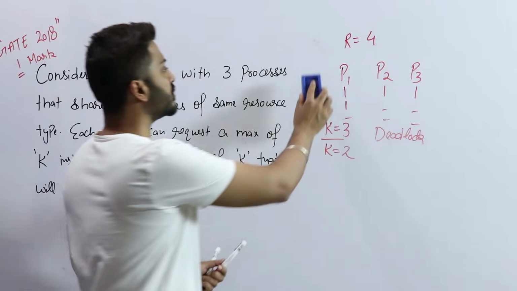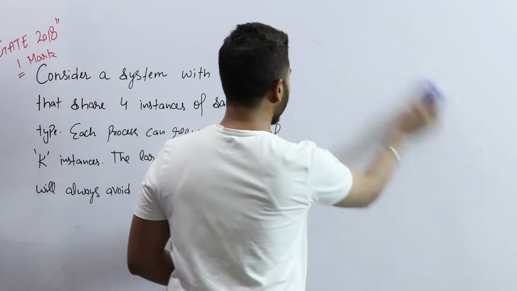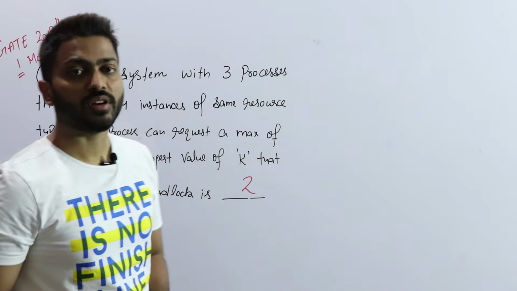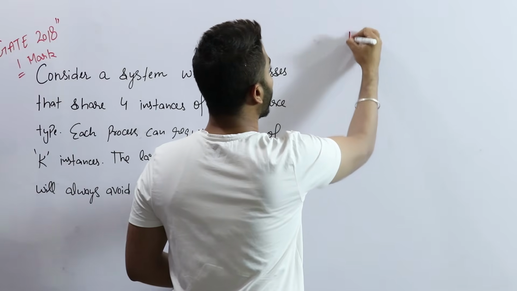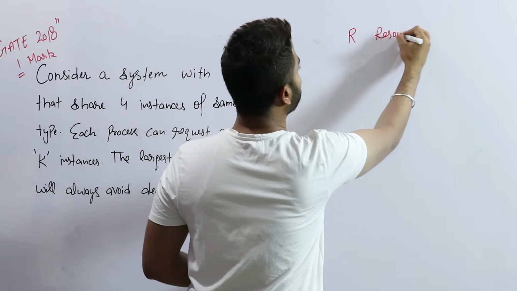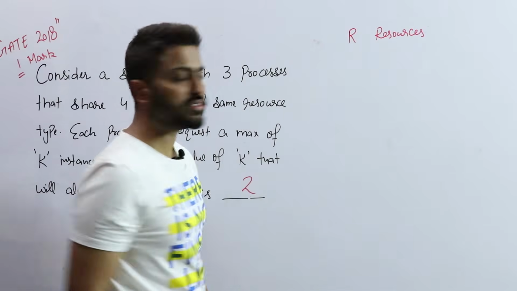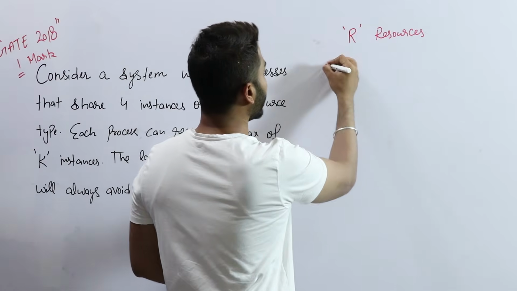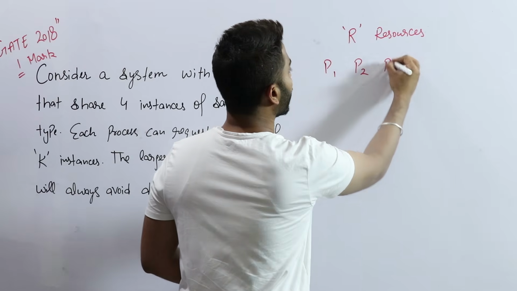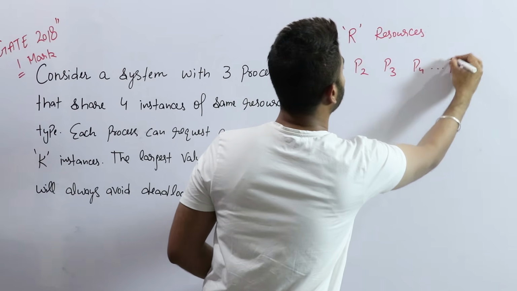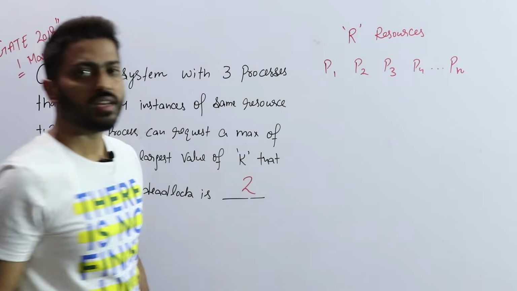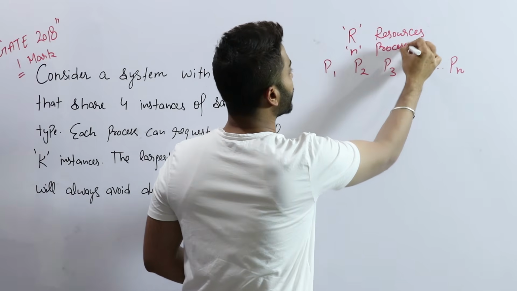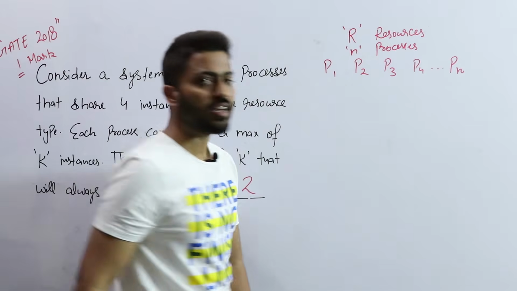You can follow this method also, but there is another method to find it. Let's derive the formula. Let's say I have R number of resources. Total number of resources in my system is R, and let's say I have N number of processes. I have written them like this: P1, P2, P3 up to Pn.